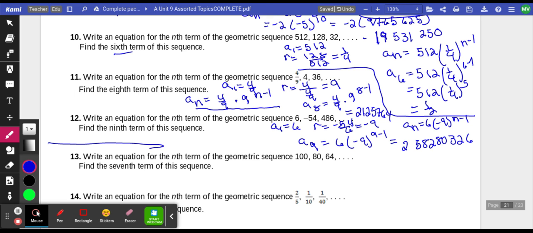And last but not least, number 12, again, a sub 1 is 6. To find r, I do negative 54 divided by 6, which is negative 9. So a sub n equals 6 times negative 9 in parentheses to the n minus 1 power. I substitute 9 to find the ninth term, and my answer is 258,280,326.